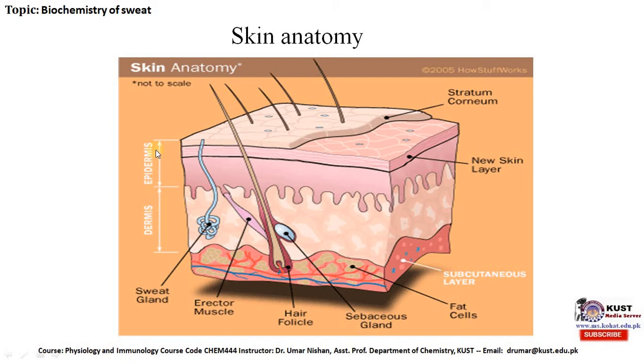These are the two parts of the skin. One is the epidermis and the other one is the dermis. So this diagram gives us an overall idea of skin anatomy, and it is showing the location of the sweat gland.